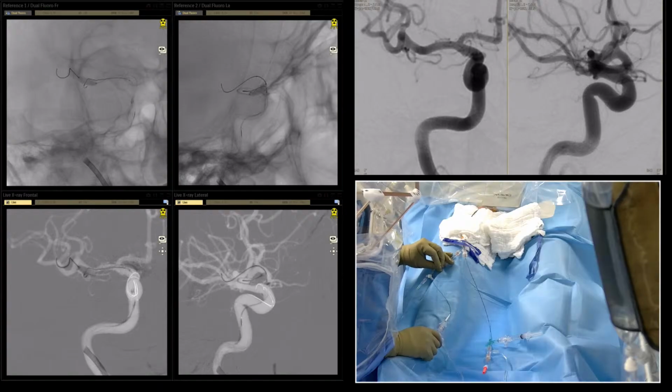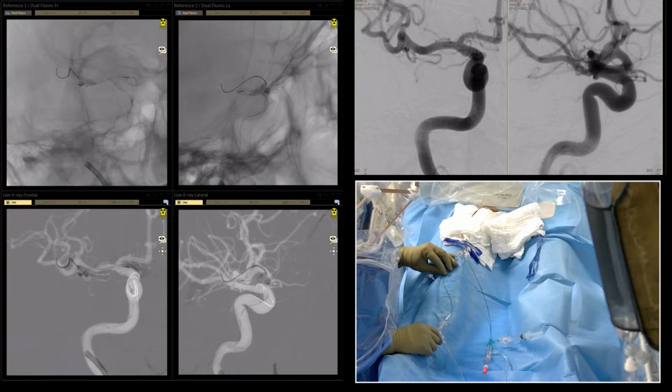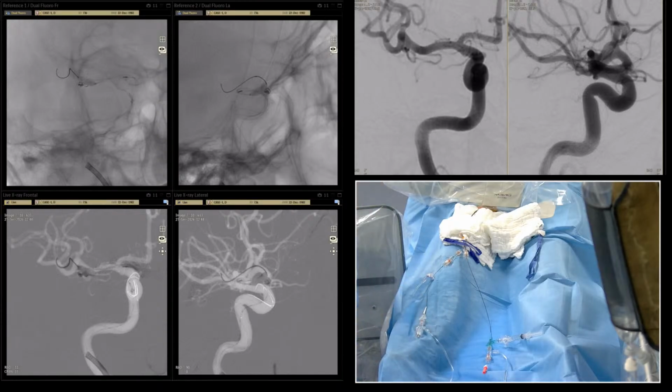I think it's outside, huh? Okay. It might be in the branch. It might be somewhere. Okay, let's continue coiling. I will push a little bit my microcatheter. Maybe the outflow branch is perforated.